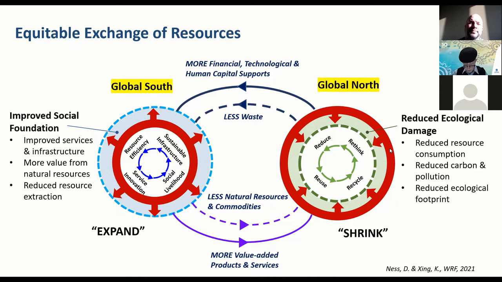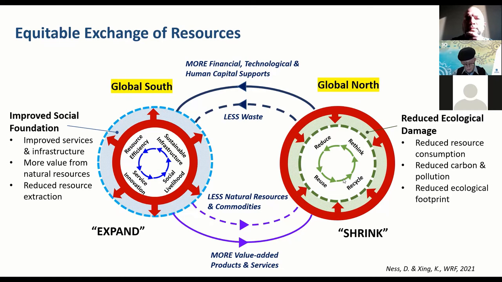And on the left, countries of the South, while reducing resource extraction and exporting fewer natural resources and commodities, provide more value-added products and services and improve their social livelihoods, their social foundation. Via a synergistic relationship between the two, we were trying to show the global north may curtail its resource consumption and carbon while assisting its partner from the south to improve livelihoods and so forth.